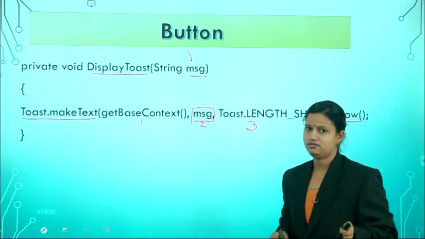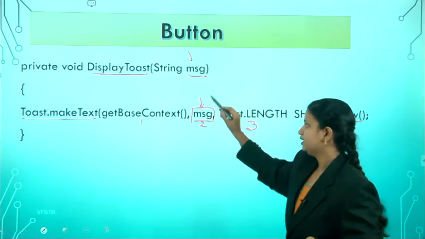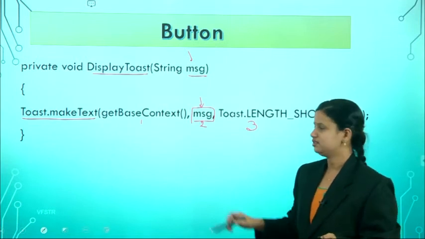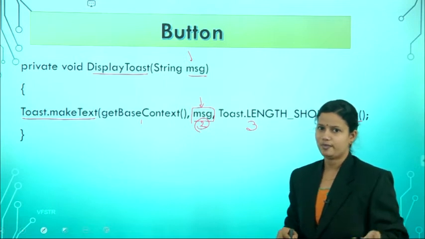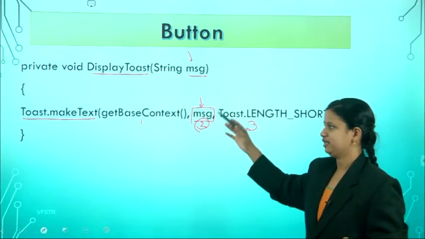What is the message we are getting here? That message is to be displayed. That message is the second parameter. So what is the message? You are clicking on the open button. This is a user defined method that we developed.